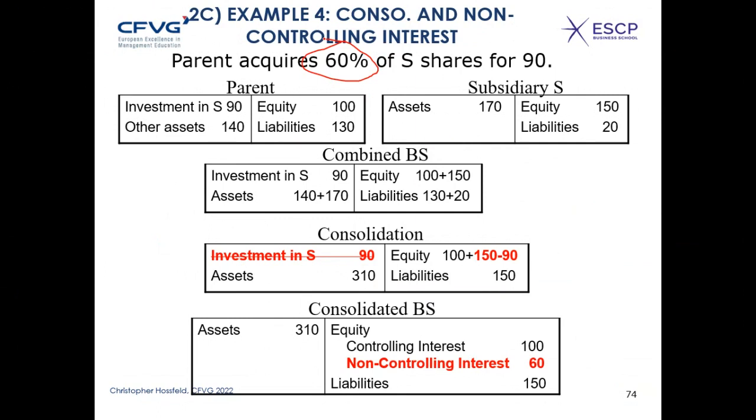So therefore, let's see here. In this following example, number 4, the parent company now buys 60% of S shares and pays 90 for this. So why do you think we pay 90 for those 60%? Any ideas? And once again, it's precisely 90. It's not 80, it's not 95, it's 90. Why? Any idea?